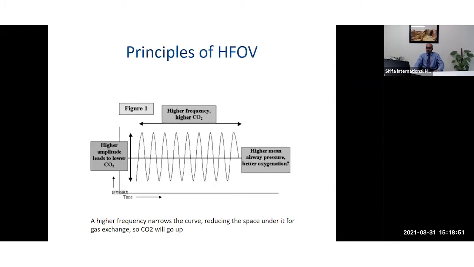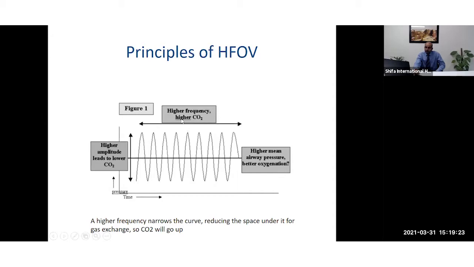And this is the diagram which beautifully explains how the high frequency ventilation works. So this straight line here is the mean airway pressure, and higher the mean airway pressure, better is the oxygenation. The height of this is the amplitude. So higher the amplitude, the better the CO2 clearance. So if the CO2 is very high, you can increase the amplitude.